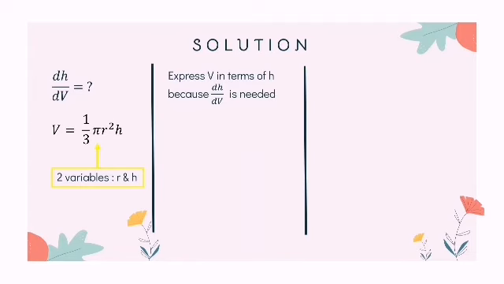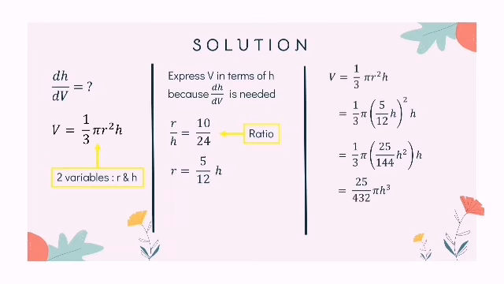Now, in the question, we know r is 10, meanwhile h is 24. Now, we are going to make r in terms of h using ratio. Then, move h into the right side. Now, we got r in terms of h. The next step is, we are going to substitute r we got earlier. Now, we got V is 25/432 pi h cubed.